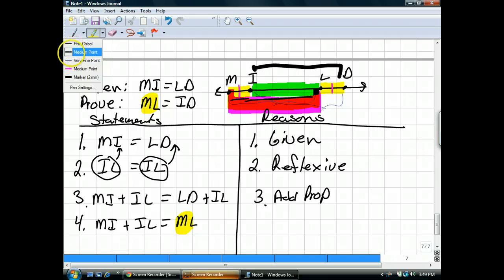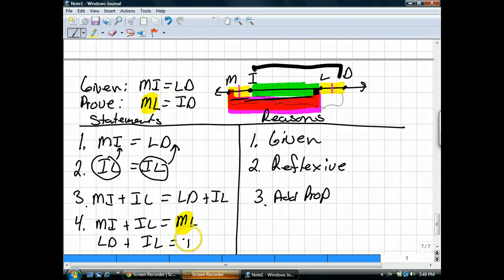It is also true that LD plus IL equals what segment? ID. And again, notice what I've accomplished there. I have ID written in the statement column, and I need to prove that ID is equal to ML. So now I have my two things in my statement column.